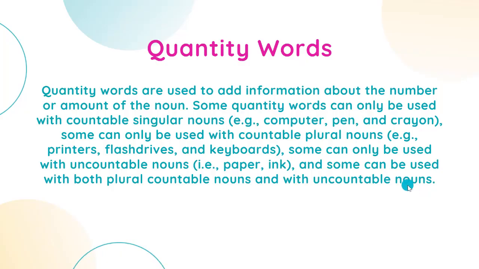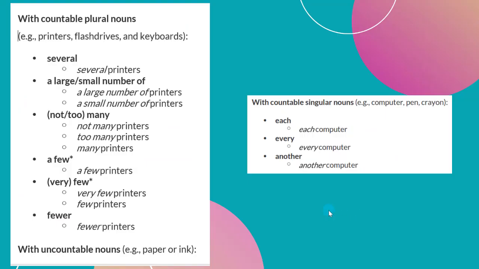Okay, next, the quantity words. Quantity words are used to add information about the number or amount of the noun. Some quantity words can only be used with countable or singular nouns. For example, computer, pen, and crayon. Some can only be used with countable plural nouns, for example, printers, flash drivers, and keyboards. Some can only be used with uncountable, for example, paper, ink, and some can be used with both plural countable nouns and with uncountable nouns.